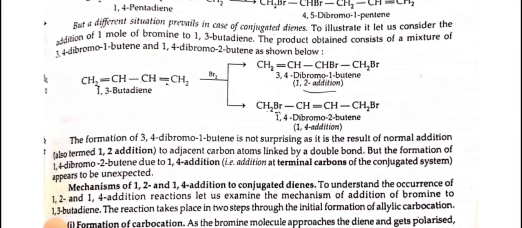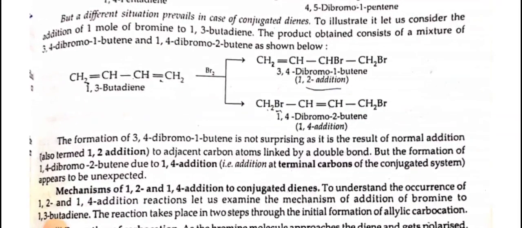that is 4,5-dibromopentene. But a different situation prevails in the case of conjugated dienes. To illustrate it, let us consider the addition of 1 mole of bromine to 1,3-butadiene. The products obtained consist of a mixture of 3,4-dibromo-1-butene and 1,4-dibromo-2-butene, as shown below.